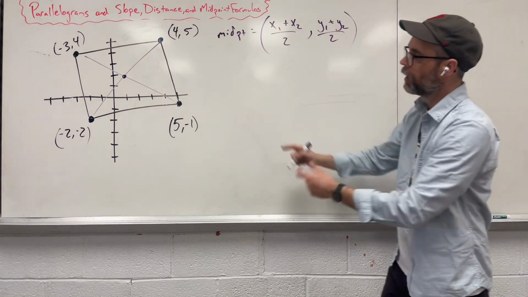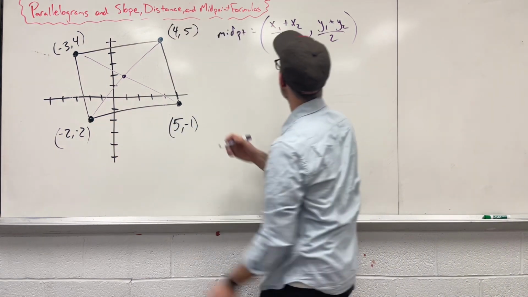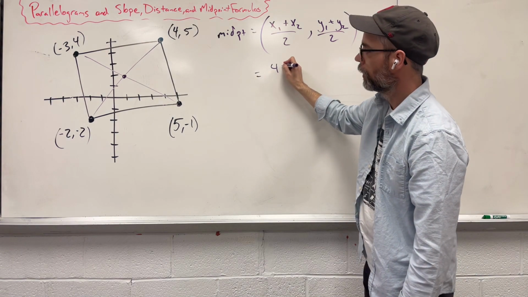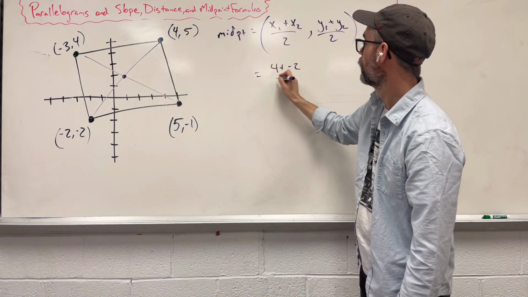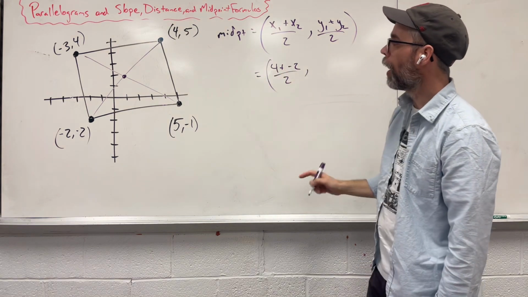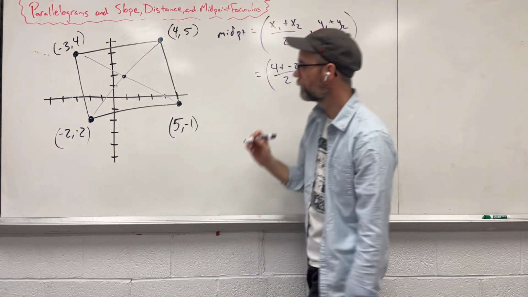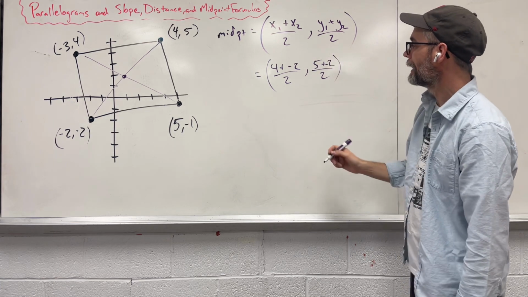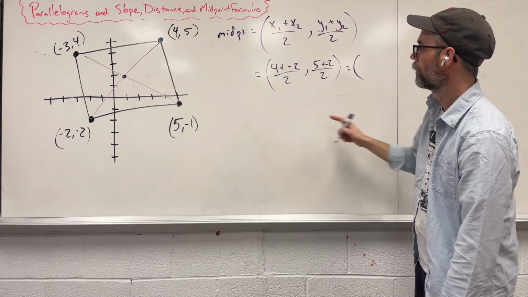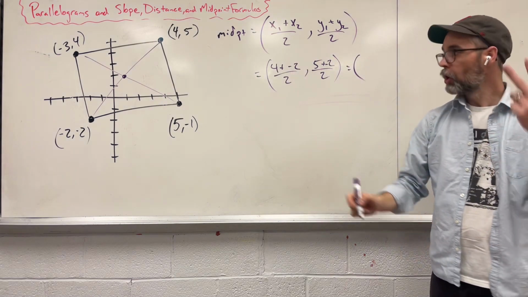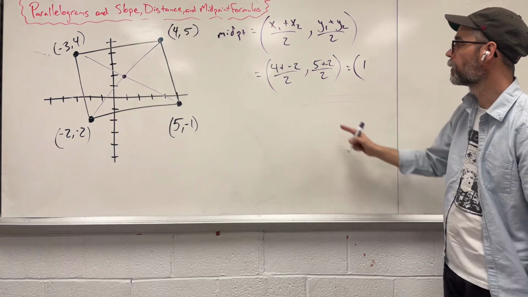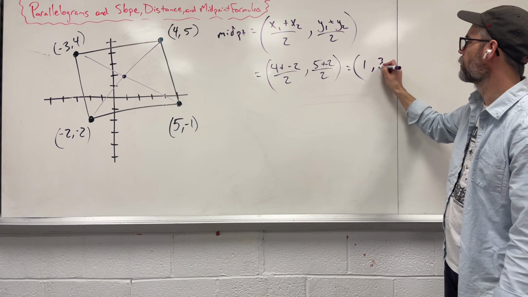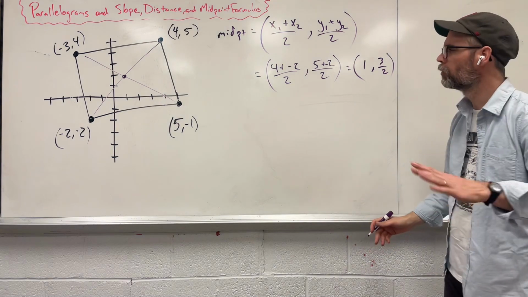So we're going to do that for both of these. Let's start with this diagonal. My x's, I have 4 plus a negative 2 divided by 2. My y's, 5 plus the negative 2. Then we divide it by 2, leaving us with 4 minus 2 is 2. 2 divided by 2 is 1. 5 minus 2 is 3. 3 over 2, who cares? Leave it as a fraction. 3 over 2, it's 1.5, but who cares?